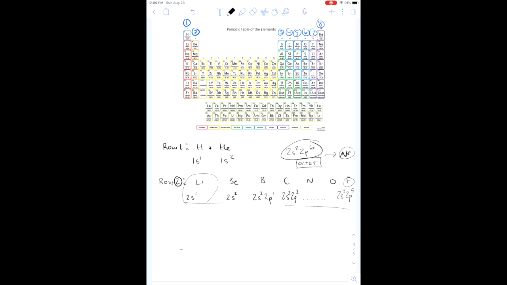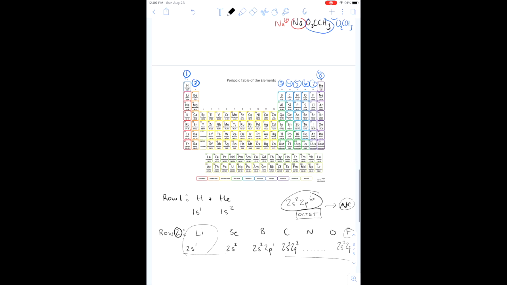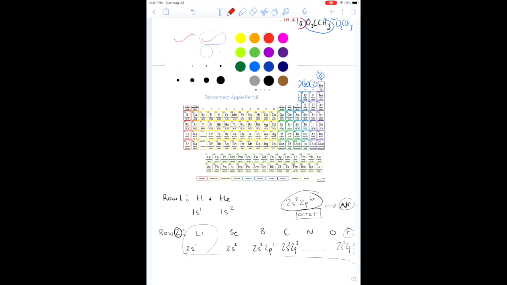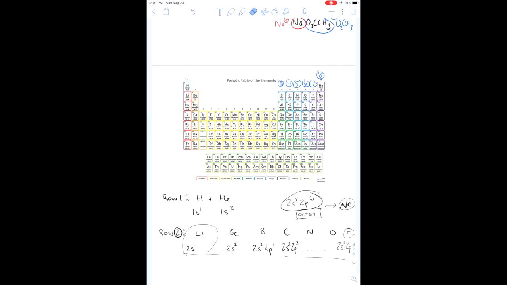And everything wants to achieve that octet, right? Remember, we always want to be like the noble gases and have 8 electrons in our outer shell, or like helium, which has 2, or hydrogen wanting to be like that guy. This is, again, just a review, so moving over it very quickly. If you have any questions, obviously let me know.